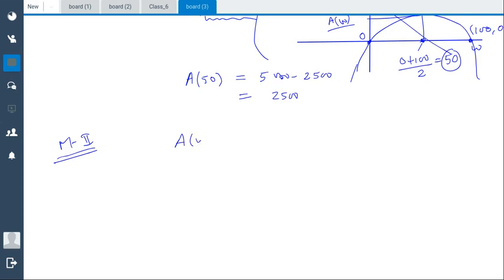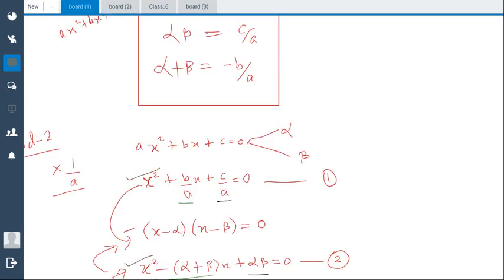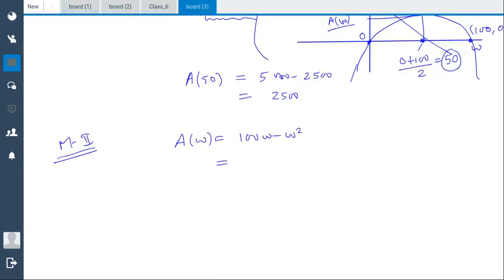M2 is going to be what, my dear friends? It is going to be AW equals 100W minus W square. Okay, guys, completing square method. In the completing square method, first of all, make the coefficient of x square 1. We revised this concept. So we are going to take minus common. This is not an equation, it is not equated to 0, so I have to take minus common. Then I will have W square minus 100W.